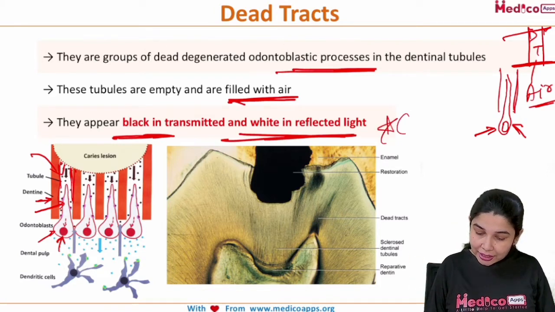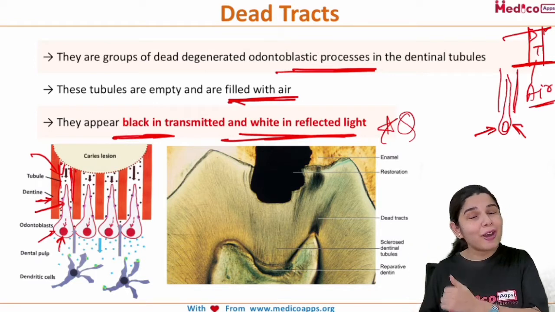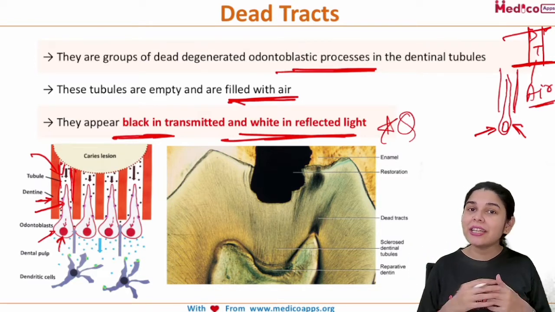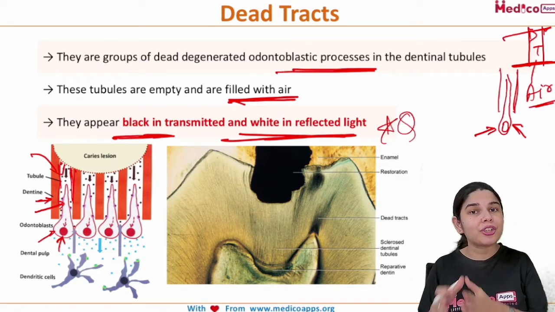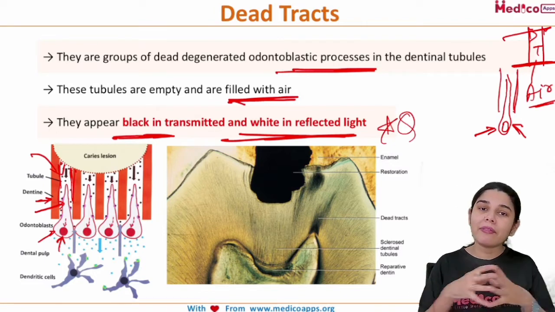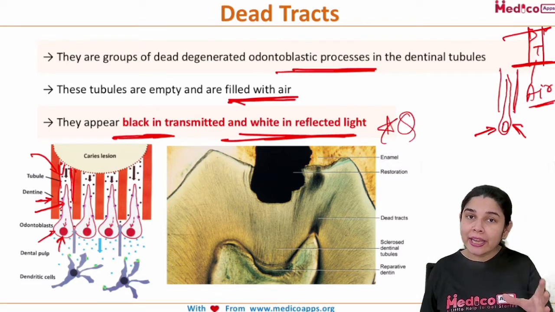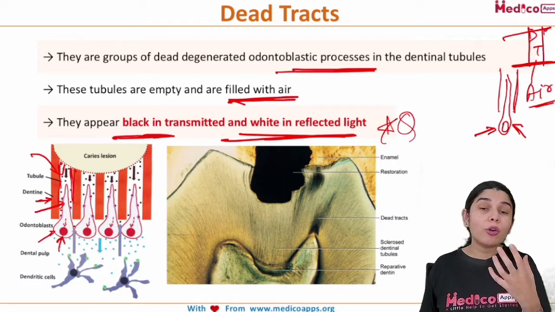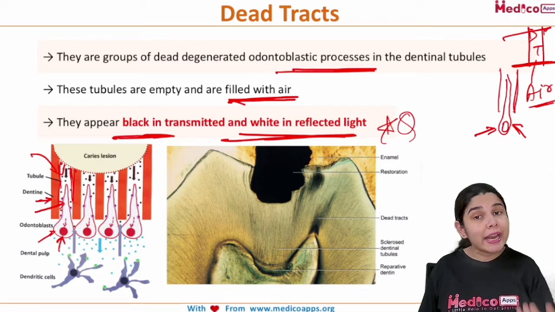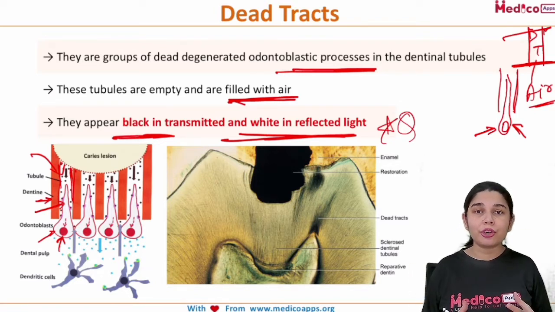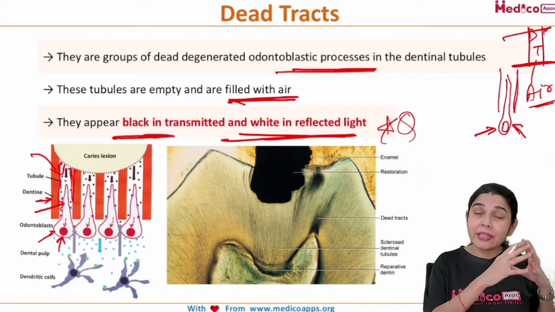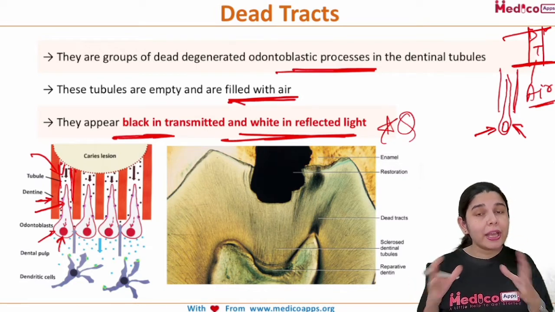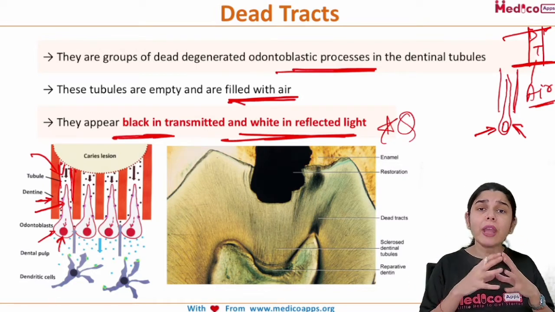And that is the answer for our question, which had asked what the dead tracts in the ground section appear like. I hope you have understood that the dentine consists of dentinal tubules, and inside these dentinal tubules there are odontoblast processes which are dead because of certain injury to the tooth. As they are dead, they are empty and filled with air and fluid.